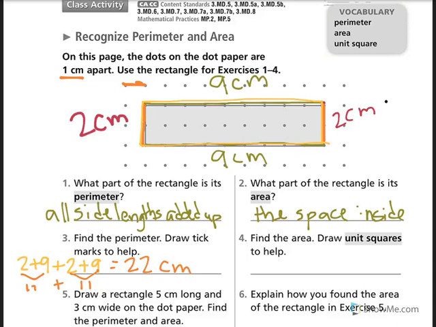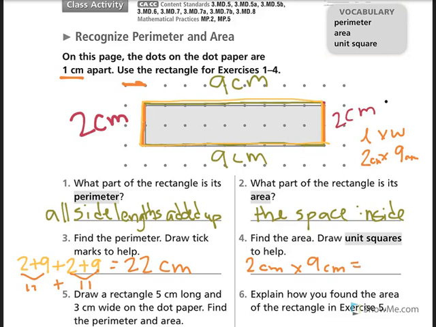That's the perimeter. Now to find the area, it's the length times the width. So the length here is 2, and we're multiplying that by the width, which is 9 cm. Don't forget our units there. Oops, that looks real messy. Sorry. 2 cm times 9 cm.